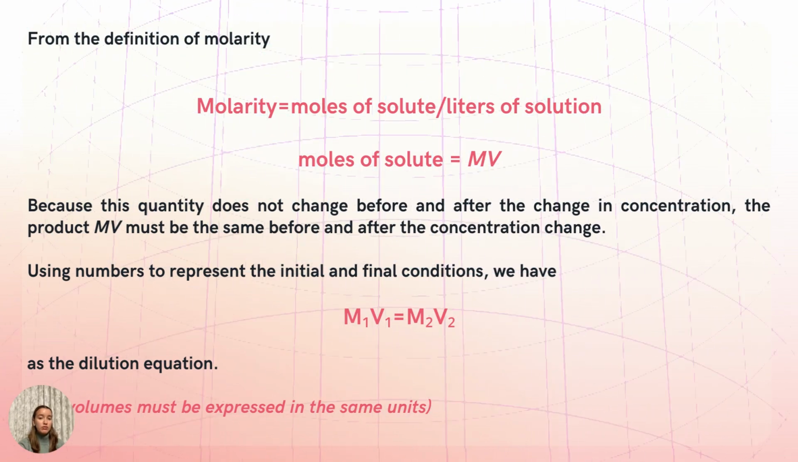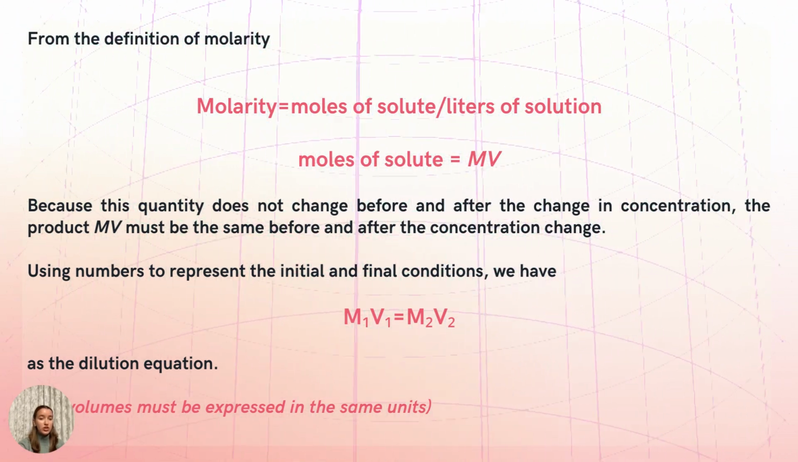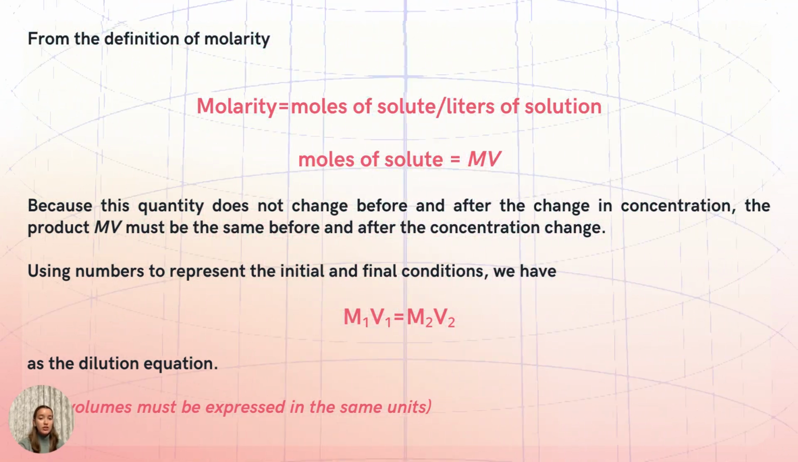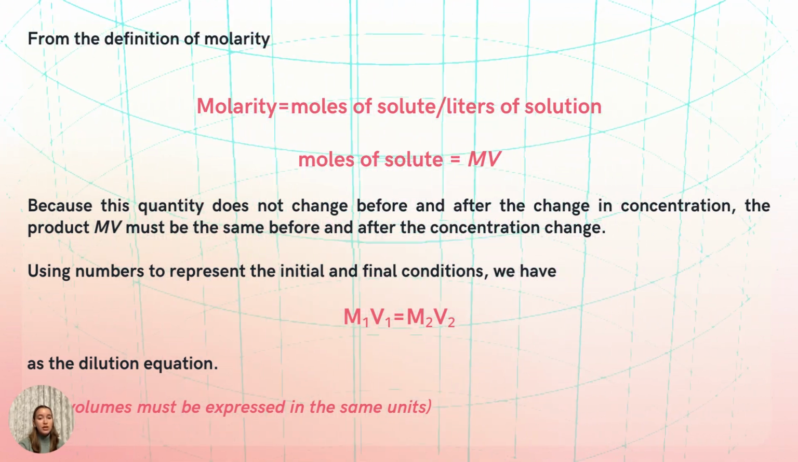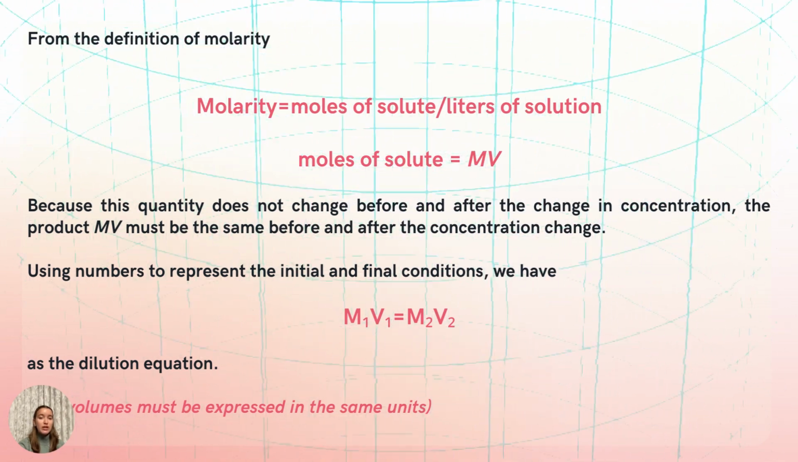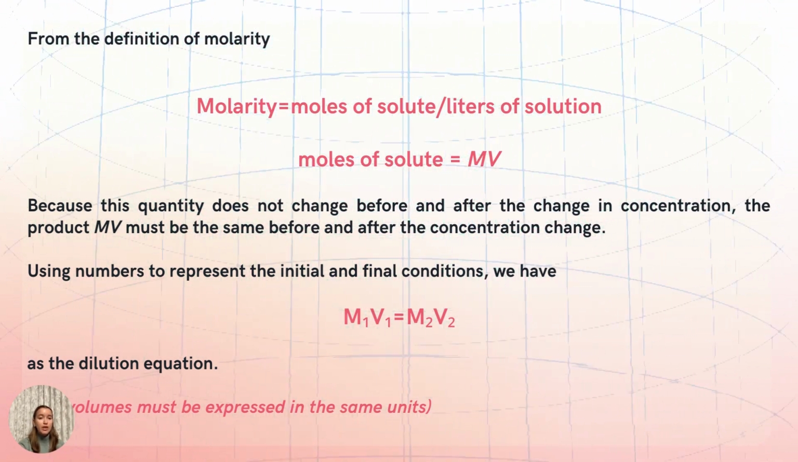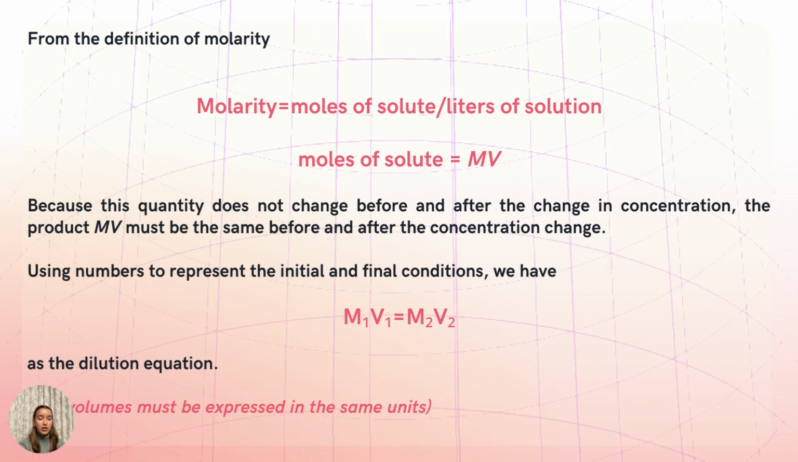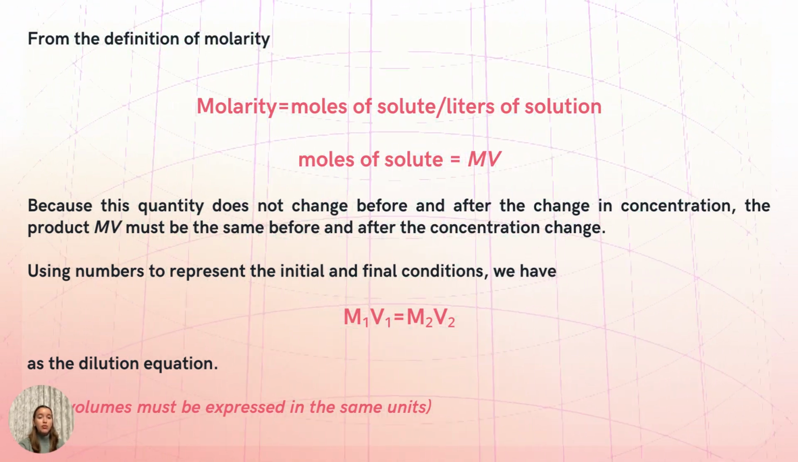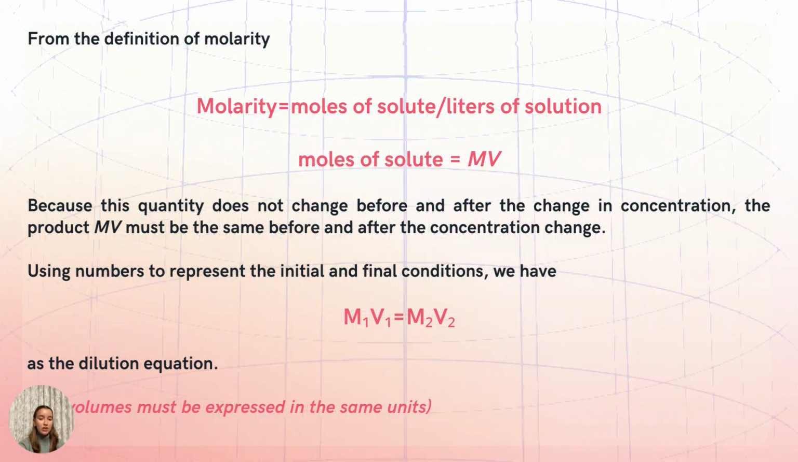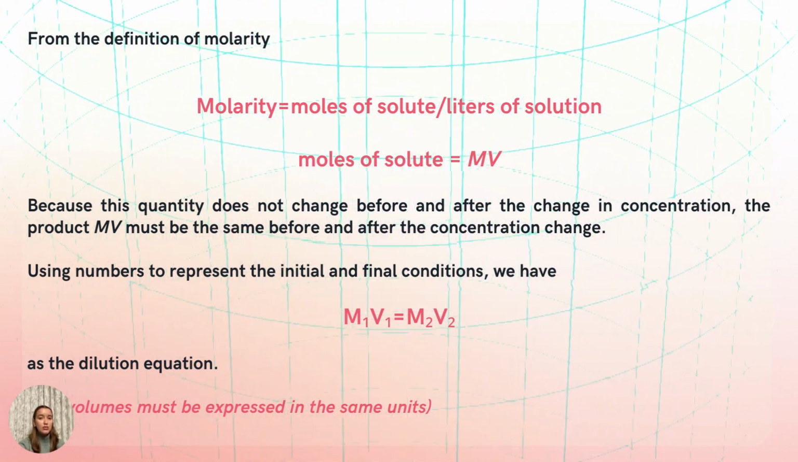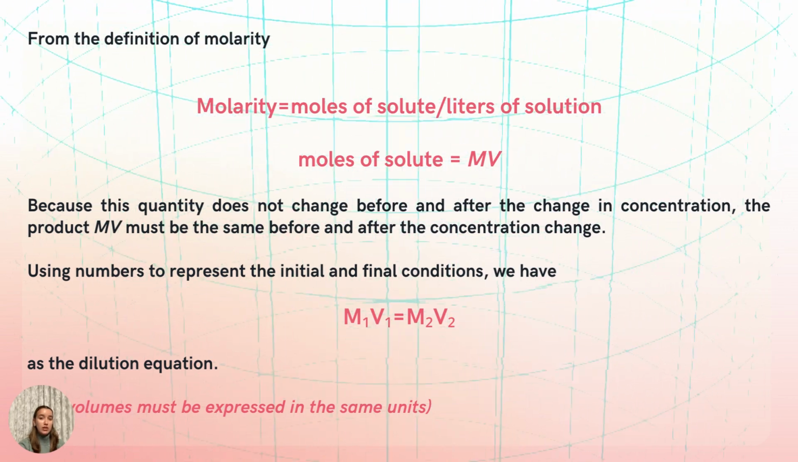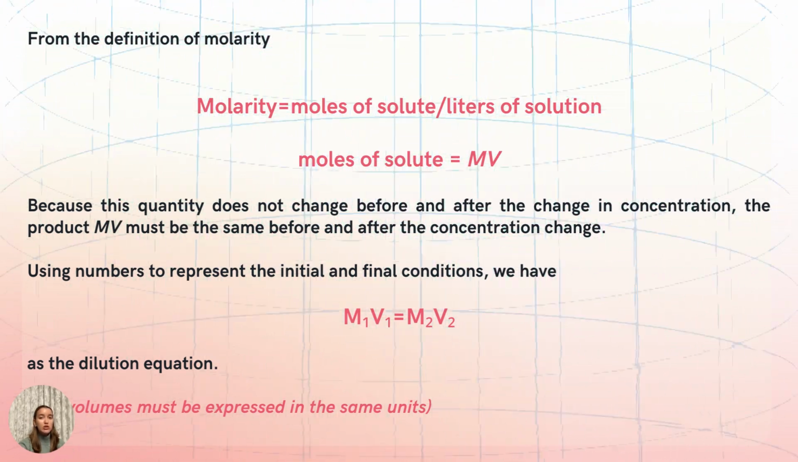So M1, V1 are the initial conditions, M2, V2 are the final conditions, and based on this rule, we have M1V1 being equal to M2V2, and this is what we call the dilution equation. In this equation, in order to rule out the units, we have to use the same unit for both volumes, V1 and V2. So if one of them is in milliliters, the other one has to be in milliliters as well. If one of them is in liters, the other one has to be in liters as well, so that we can rule out these units.